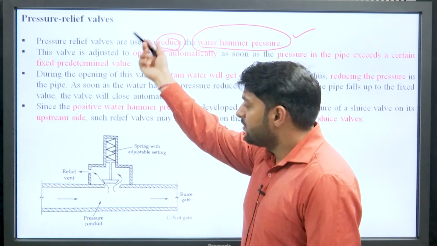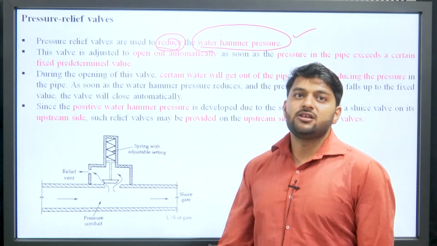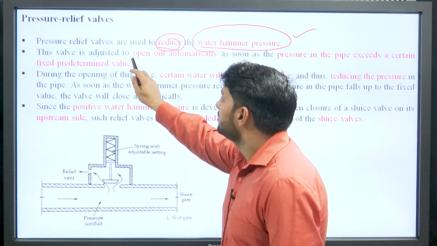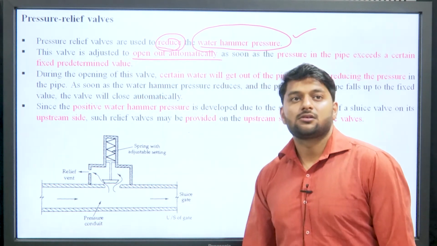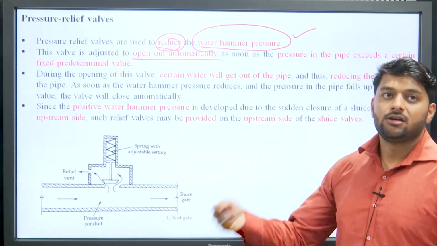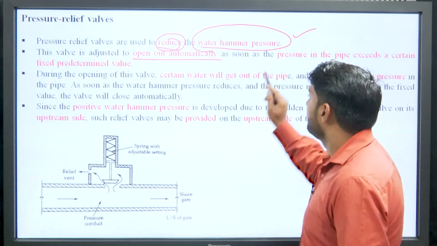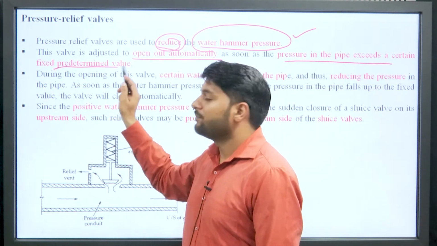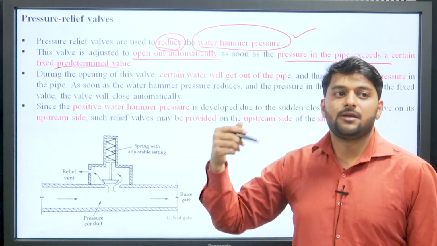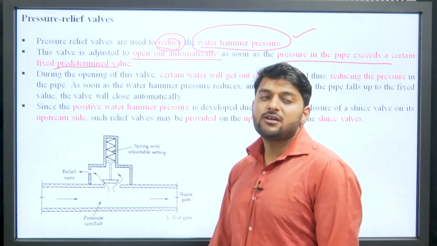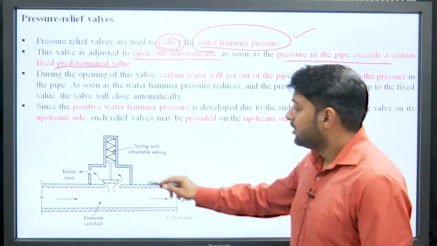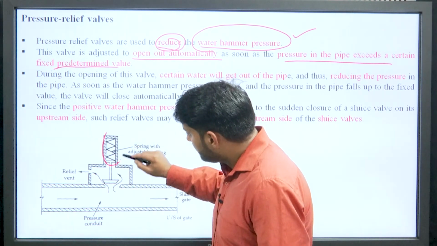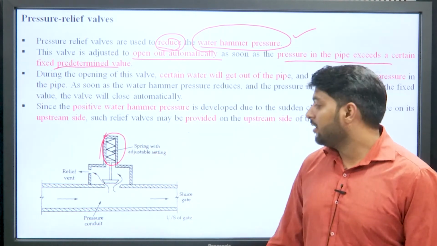So, by the provision of a pressure relief valve, we can easily release the water hammer pressure, and these valves are manufactured in such a way that they automatically open when the pressure in a pipe exceeds a certain fixed predetermined value. So, as the pressure in the pipe exceeds a certain fixed predetermined value, what will happen? This valve will automatically open. This particular system is adjusted with the help of a spring.